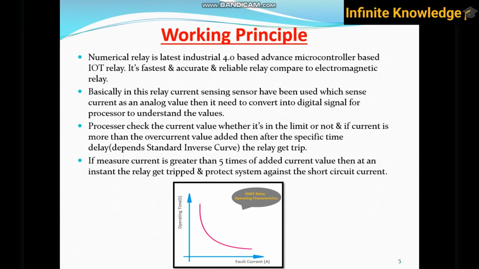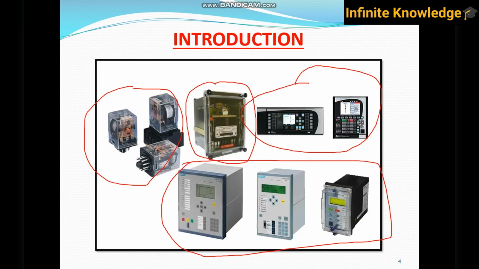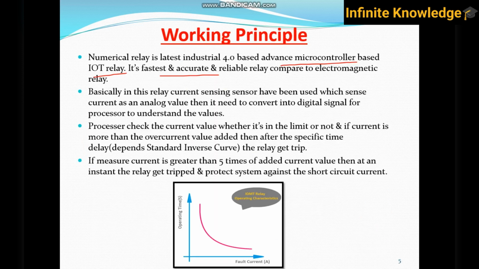So what is the basic working principle of the microcontroller based relay? It's an IoT relay, and it's fast and accurate. Why is it fast and accurate? Because the electromagnetic relay has moving parts, that's why it takes time and is not as accurate. The numerical relay works totally at the bit level, on the digital 1-0 binary concept, so it is much more accurate compared to the electromagnetic relay.